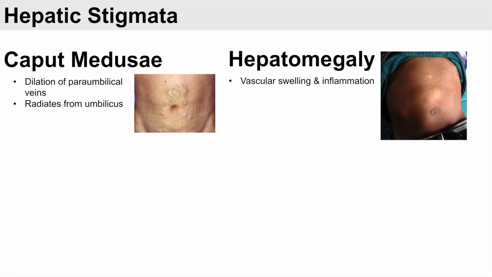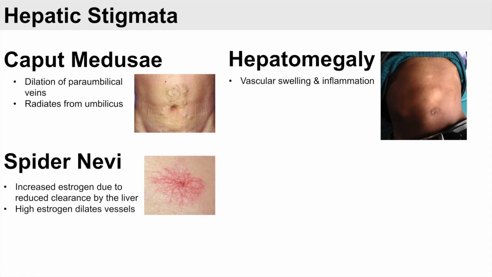Another sign that you might see with these patients is hepatomegaly, which is just an enlarged liver. We know that because in a patient with liver disease they can get vascular swelling and inflammation, it actually leads to an increase in size of the liver. This is how you can see these patients with a distended abdomen in a certain area in the right upper quadrant. You'll see this enlarged area of tissue, and this is actually hepatomegaly.